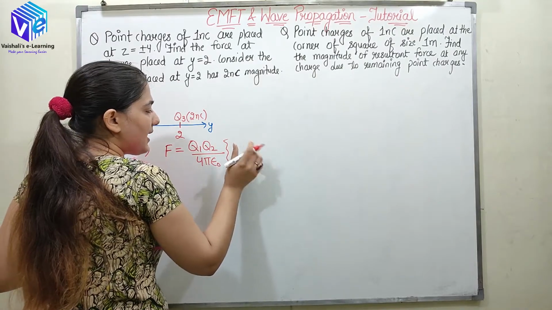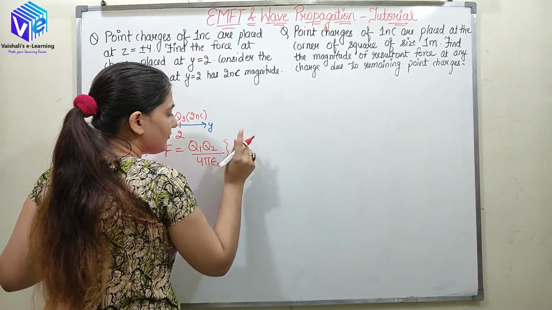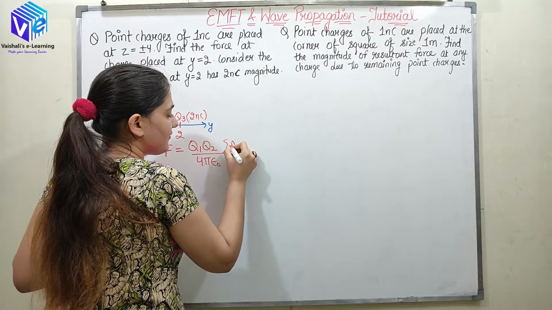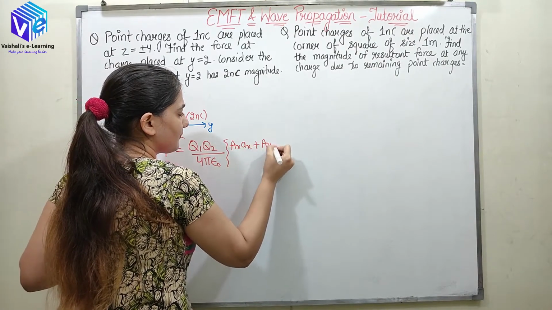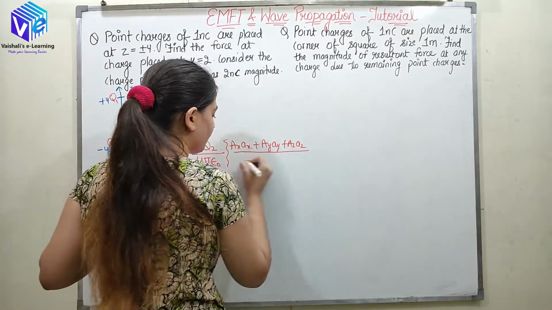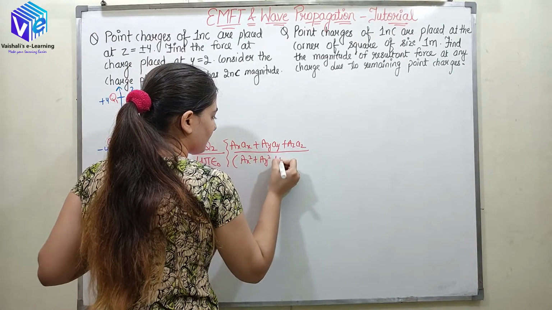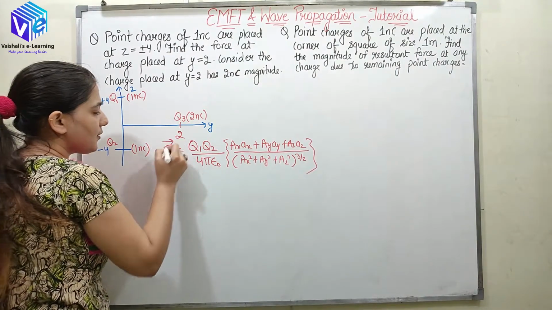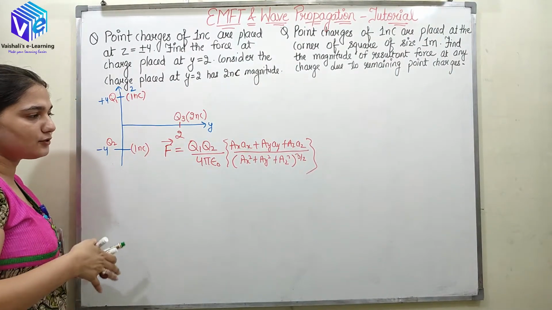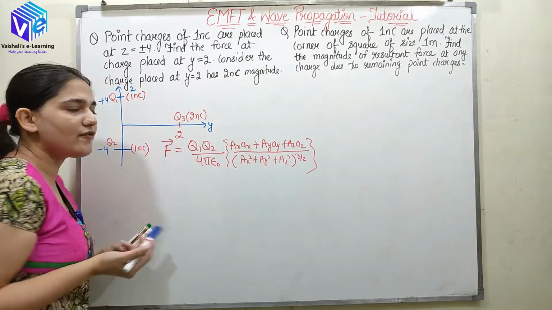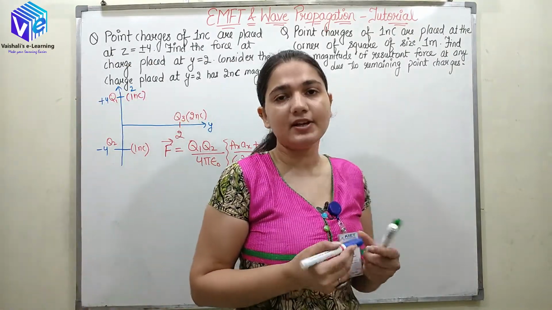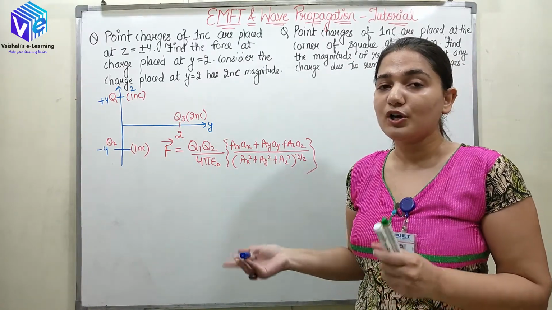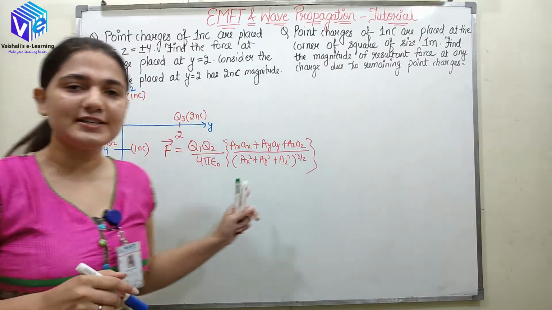Now it is multiplied with the unit vector, which denotes the direction. So now this is my force as a vector quantity. This is the representation of force in Coulomb's law. I have derived this equation in the previous video where I discussed Coulomb's law. You can go and watch that video for this derivation.